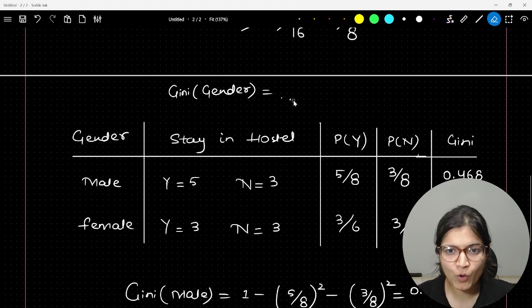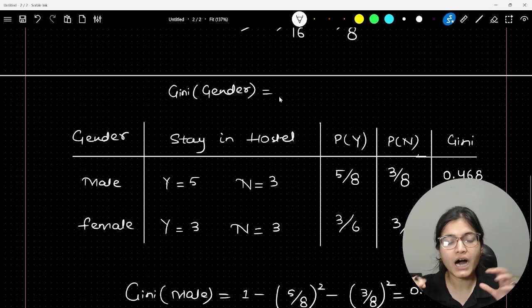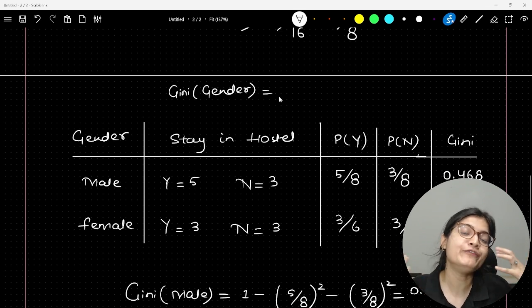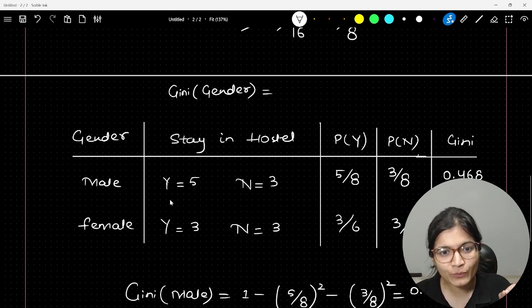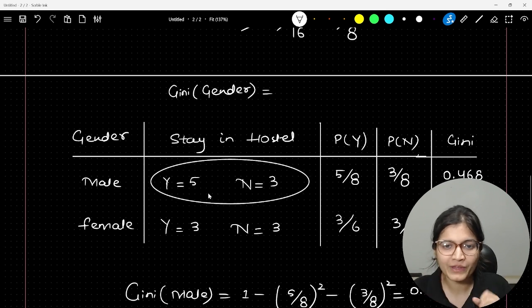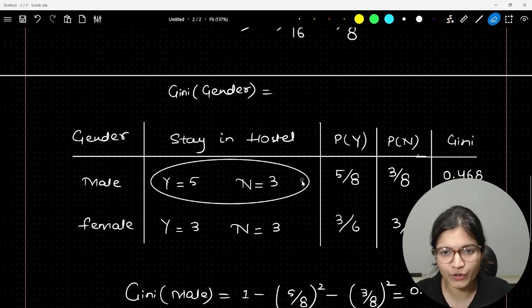Now, again, the same question. Pause the video and let me know, how will I evaluate the Gini value for the complete feature F2? Same thing. Check the probability. Do you know how many total records there are corresponding to male? It will be the summation of yes and no, which equals 8 records, right?